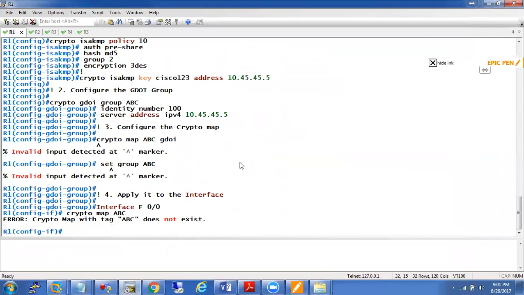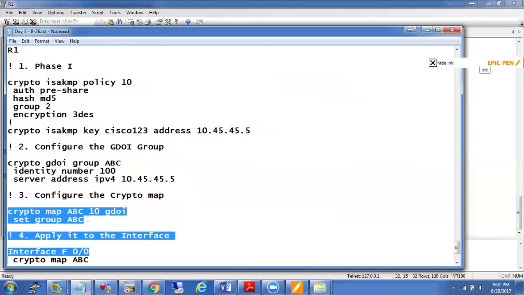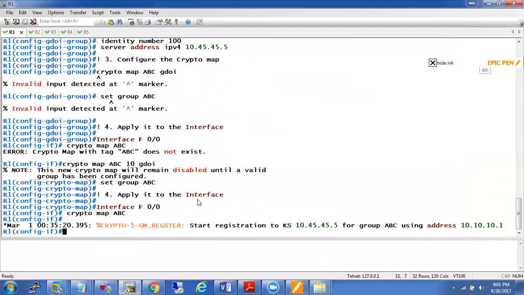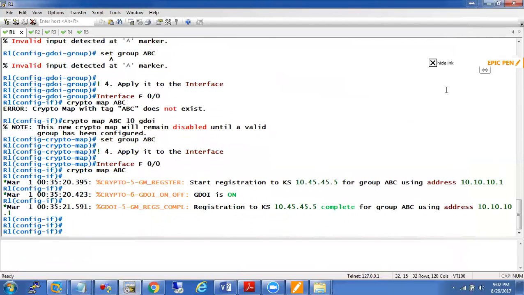Oops. Yep. Crypto map 10. And then it should be okay. Notice my registration is complete to 10.45.45.5 for group ABC.